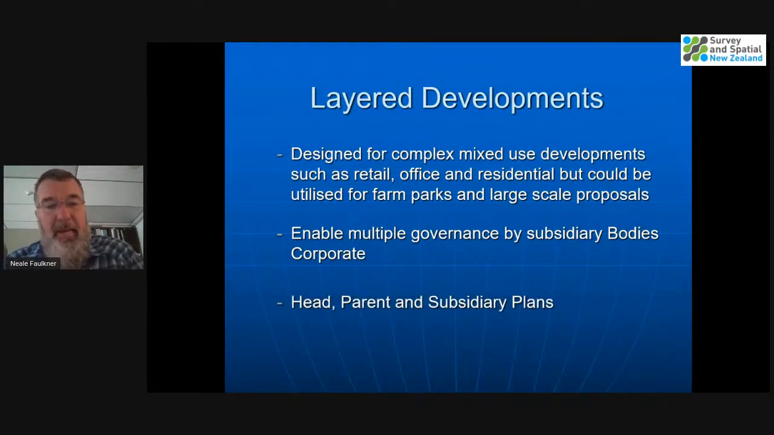So you have a head plan, a parent plan, and subsidiary plans. These are all unit plans, by the way. The head plan is the first plan off the block. Then once you start drilling down to a subsidiary subdivision, the parent plan is the one immediately ahead of the subsidiary. And the subsidiary is ultimately the one that is the ultimate unit title subdivision of the detailed one at the end of the day, of the residential or the commercial or whatever it is.